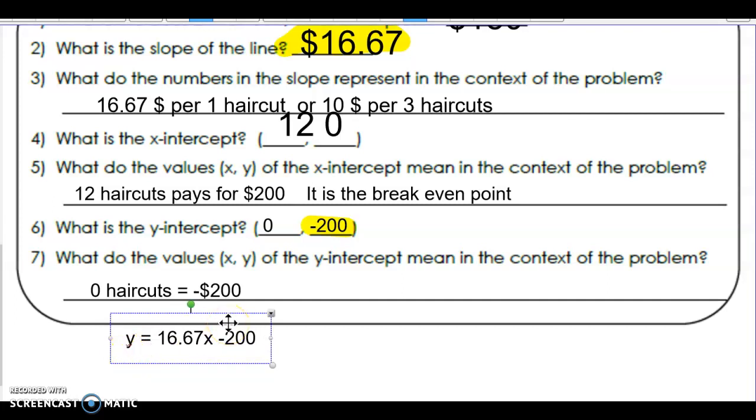And that is a review of slope and intercept in context. Hope you enjoyed it and it wasn't too irritating.